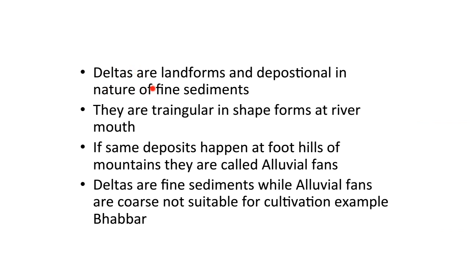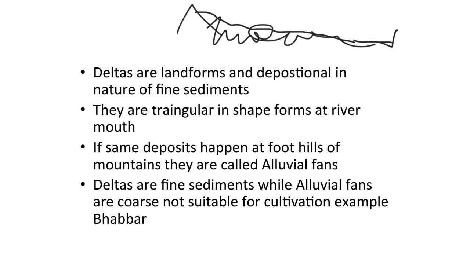So deltas are nothing but fine sedimentary depositions. They are triangular in shape. Where do you see them? Let's say you have a Himalayan river. It is formed somewhere here. The river is traveling, and finally the slope becomes very gentle. It will not be able to carry the sediments. All the sediments that the river has been eroding, it is carrying with it, and it is depositing here. So it is forming the delta.